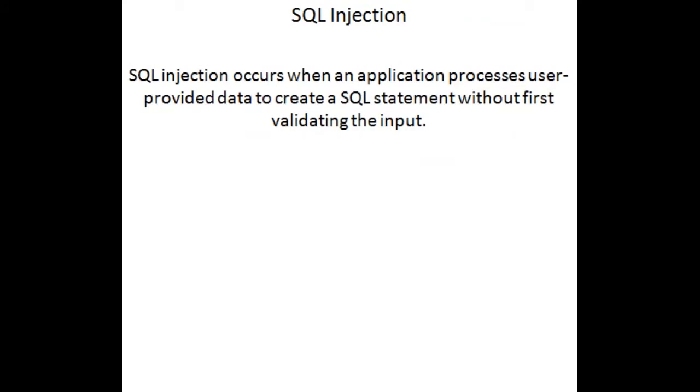SQL injection. SQL injection occurs when an application processes user-provided data to create a SQL statement without first validating the input. The user input is then submitted to a web application database server for execution. When successfully exploited, SQL injection can give an attacker access to database content or allow the hacker to remotely execute system commands. In the worst case scenario, the hacker can take control of the server that is hosting the database. The exploit can give a hacker a remote shell into the server file system.